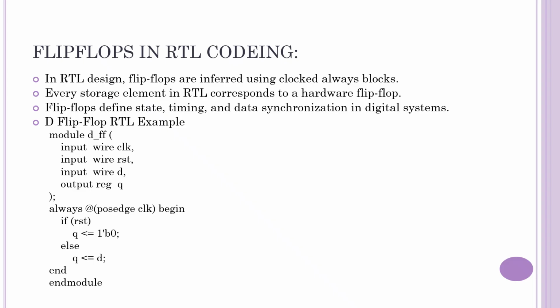Triggered on clock edge, posedge and negedge. Use non-blocking assignments, typically written using an always @(posedge clk) block. This directly maps to a D-type flip-flop in hardware. A basic D flip-flop RTL example is given below.